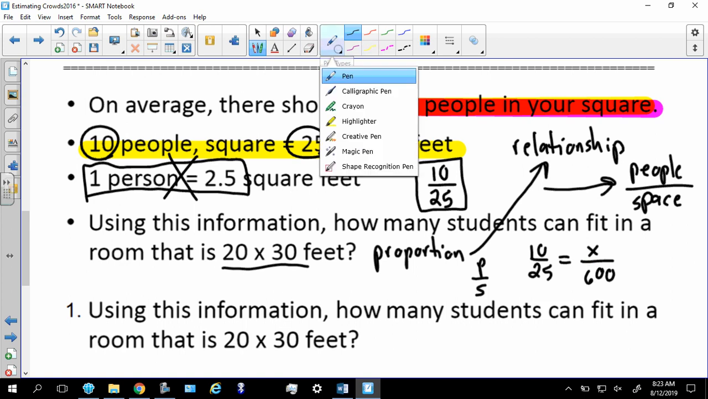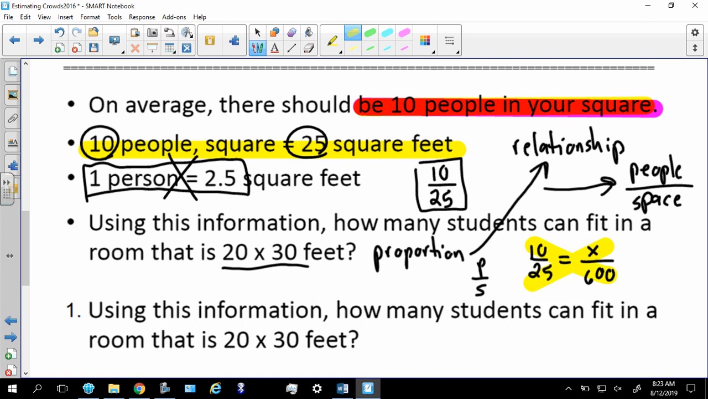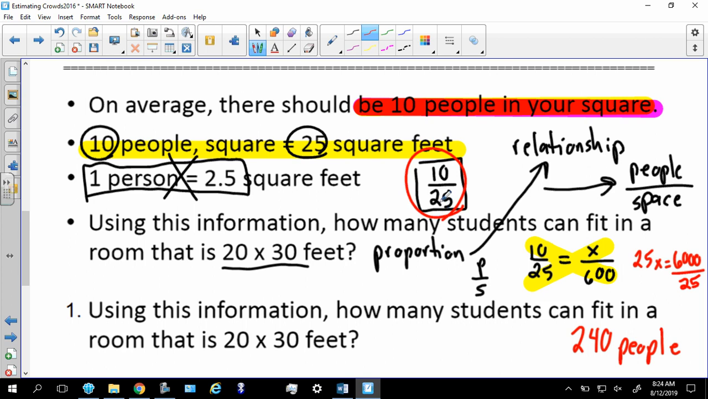From here, it's a proportion that you solve by cross multiplying. When I cross multiply, it would be 25x is equal to 6,000. Then you would divide by 25. When you do the math, I don't have my calculator with me, you would get a grand total of 240 people. That would be our estimate. So if 10 people can fit in a 25 square foot space, then we can guesstimate that 240 people would fit in a space that's 20 by 30.